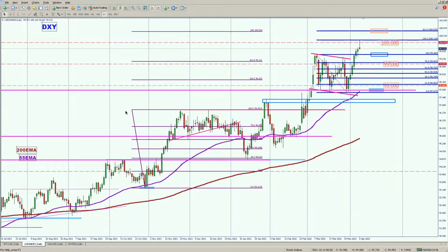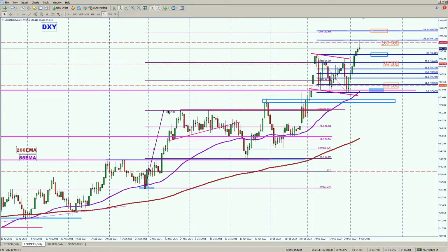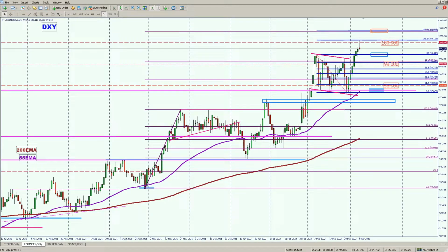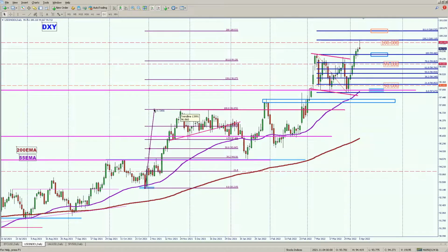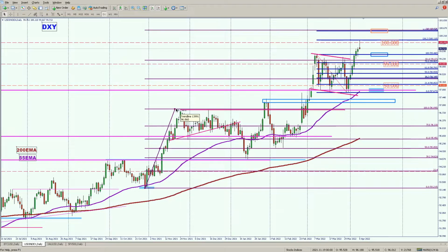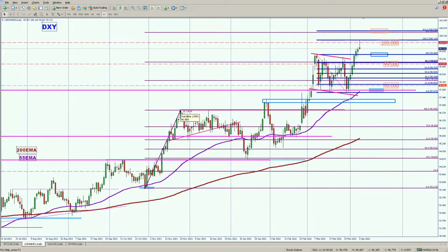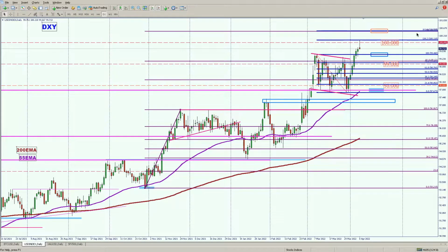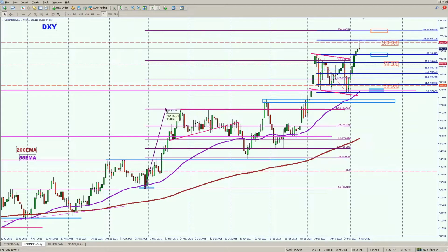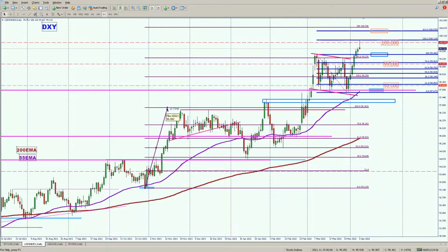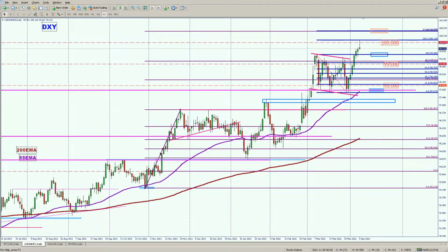Now, if we also align it with this fib from the more recent swing low, or not a recent swing low, but a past swing low from October of last year, we had initially used this continuation fib for a while, and it has a confluence with this reversal fib, right, to that same level as well.